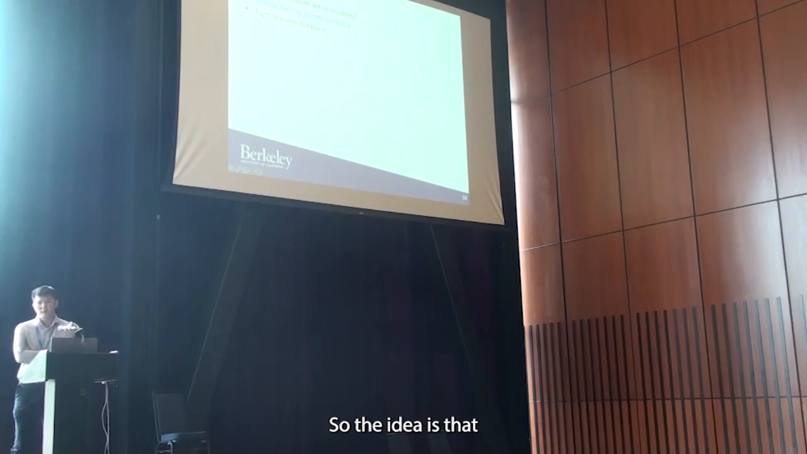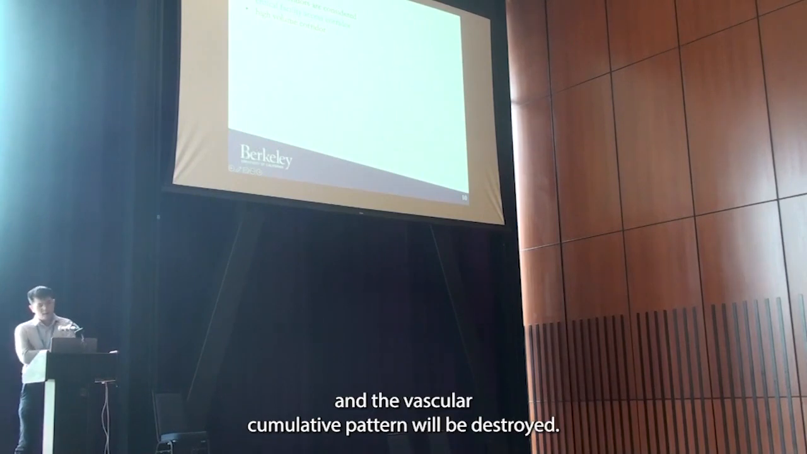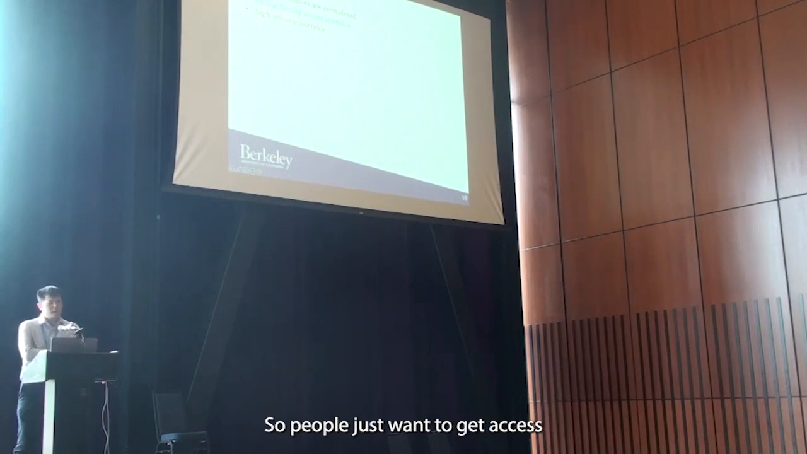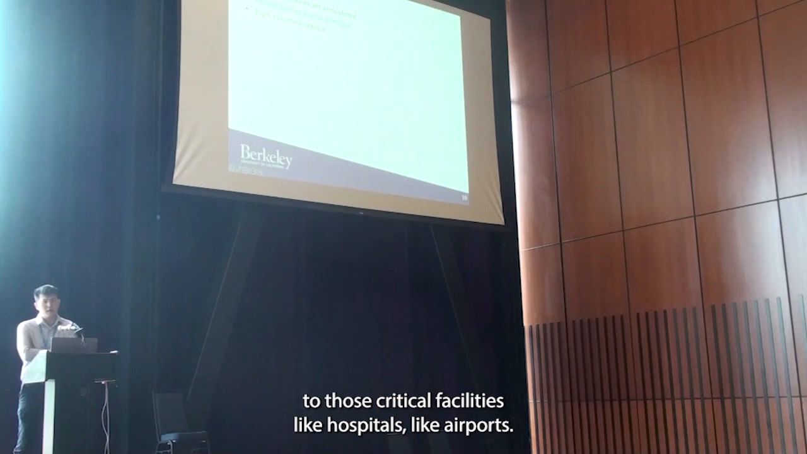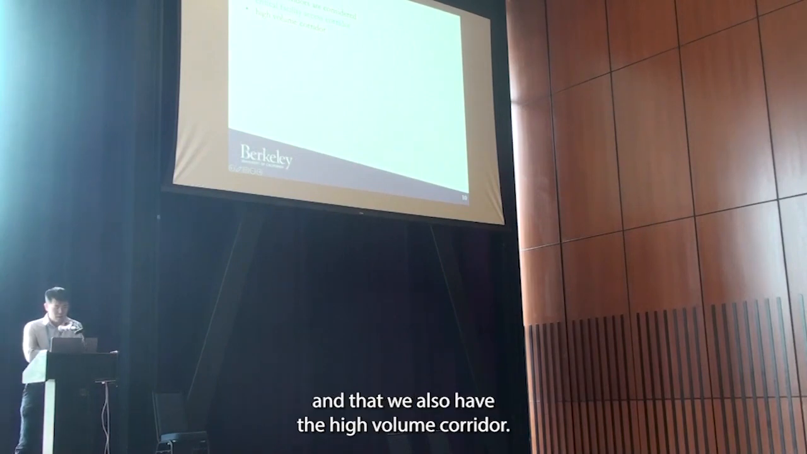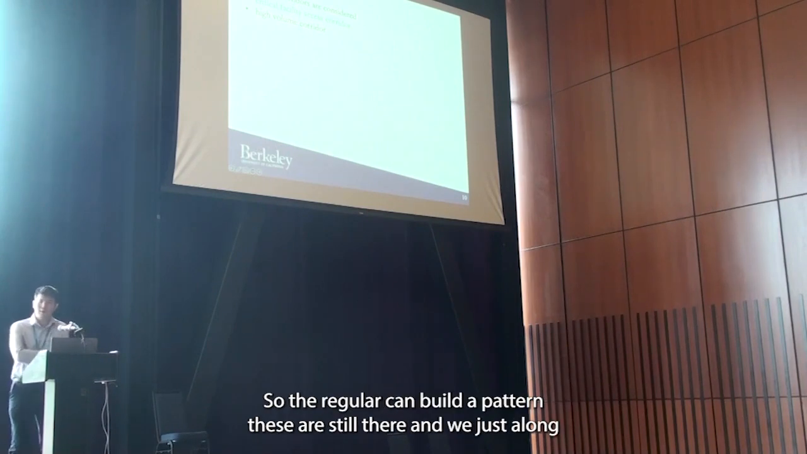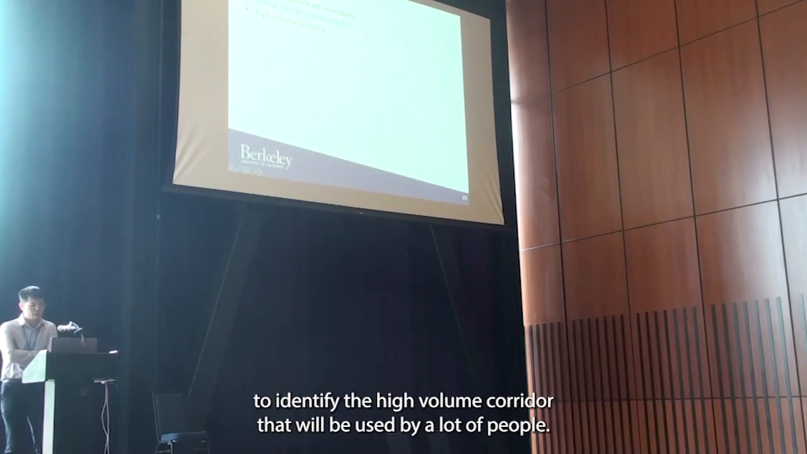The idea is that suppose there is a large earthquake and the regular commute pattern will be destroyed. People just want to get access to those critical facilities, like hospitals, like airports. So this is the idea of the critical facility access corridor. And we also have the high volume corridor. This is for a scenario where the earthquake is not that large, so the regular commute pattern is still there, and we just want to identify the high volume corridors that will be used by a lot of people.